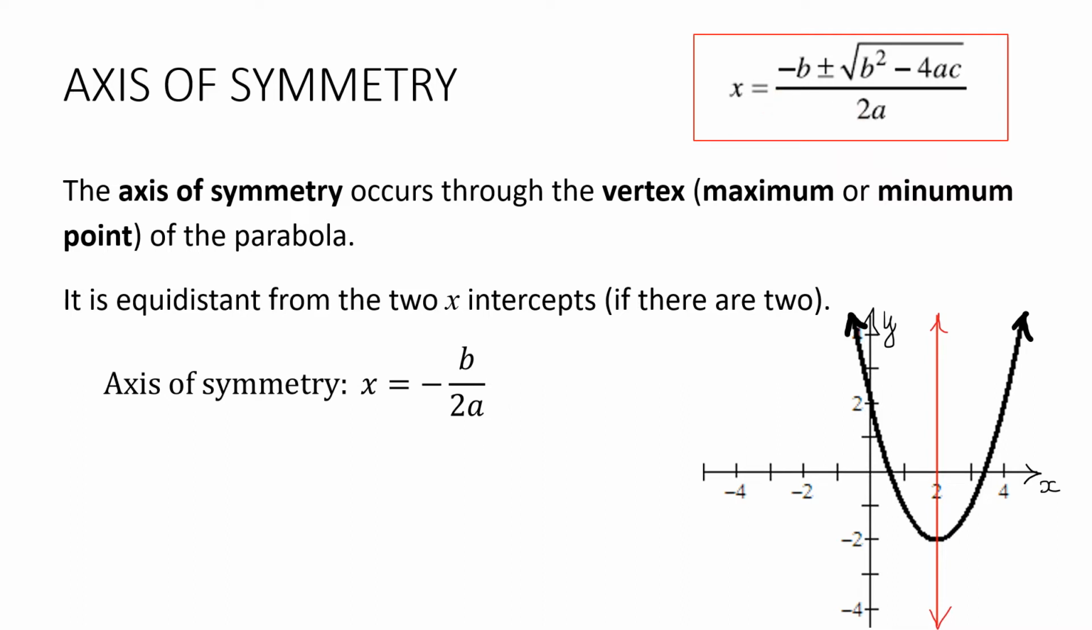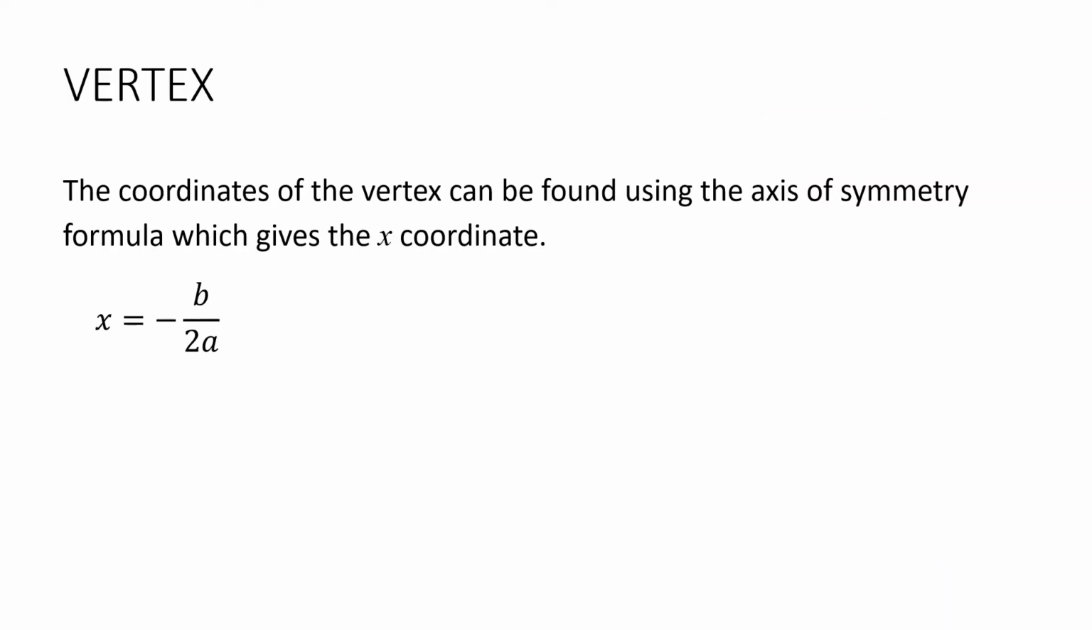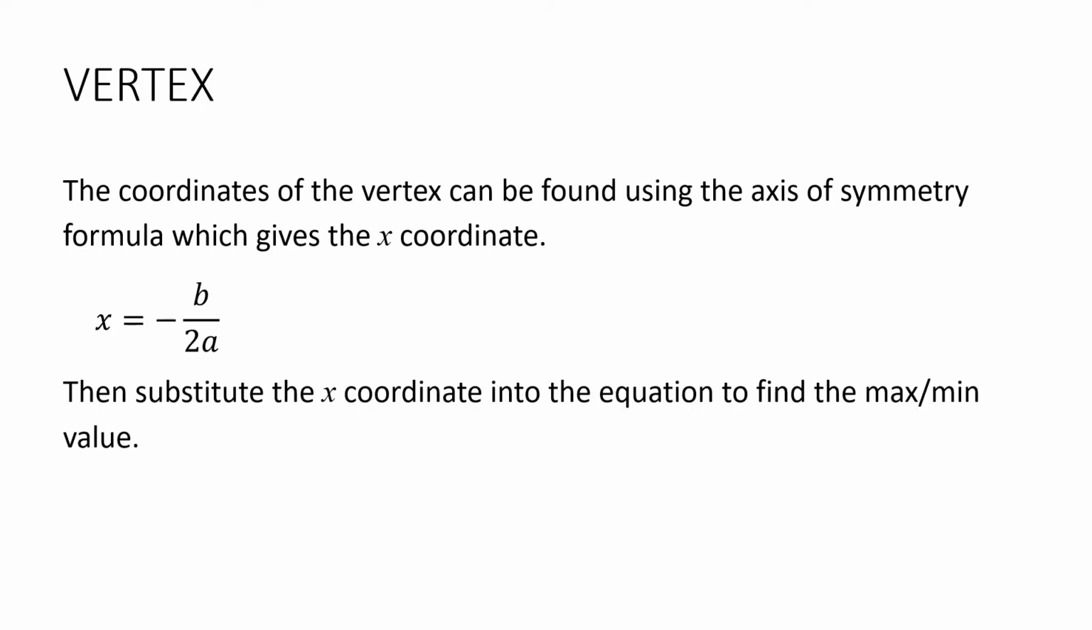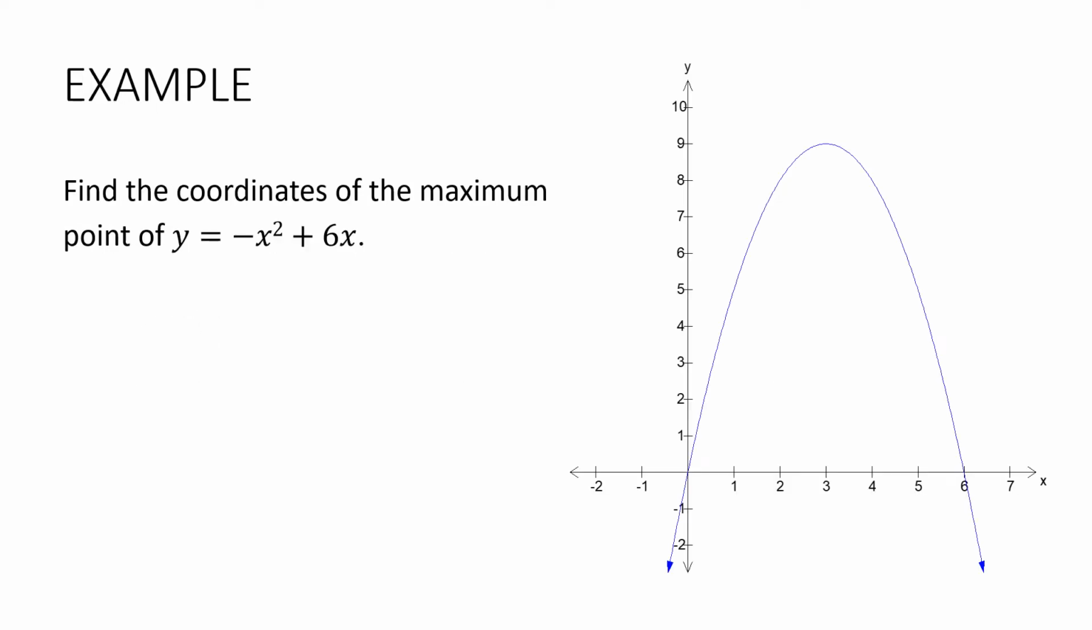And just here, inside the quadratic formula, you can see the axis of symmetry formula, minus b on 2a. Now if you want to find the coordinates of the vertex, all we do is use the axis of symmetry formula, and that's going to give us the x coordinate. Then we substitute back into the equation and we will find the maximum or minimum value, or the y coordinate. So returning to this question where we asked, well, how do we know how high up to make this point?